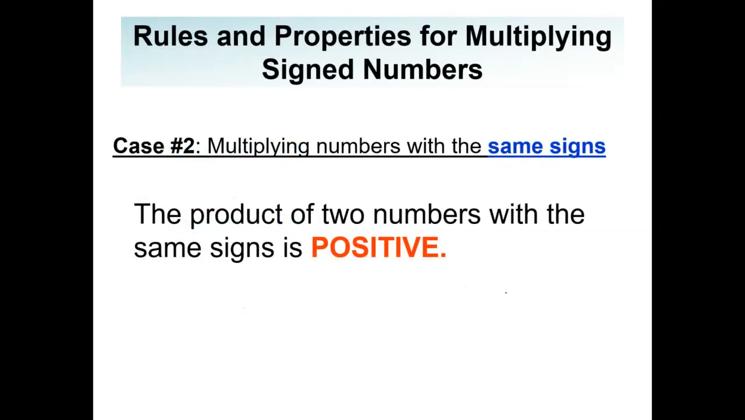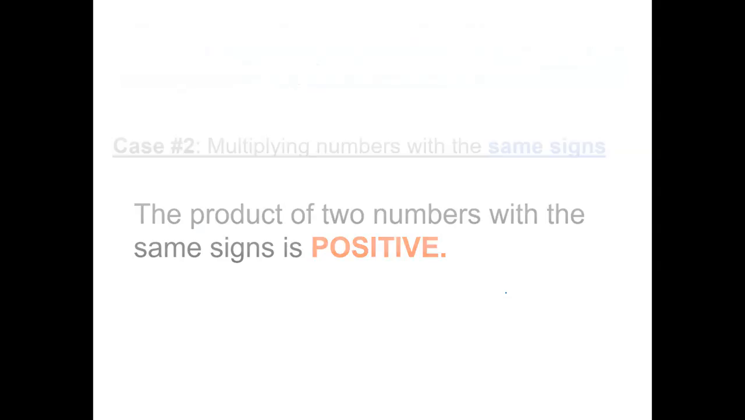Rules and properties for multiplying signed numbers when the two numbers have the same sign, meaning both numbers are positive or both numbers are negative. The product of two numbers with the same sign is always positive. Let's look at the examples. Negative 8 times negative 5. Both numbers are negative. The answer will stay positive. 8 times 5 is 40. The answer will be positive 40.